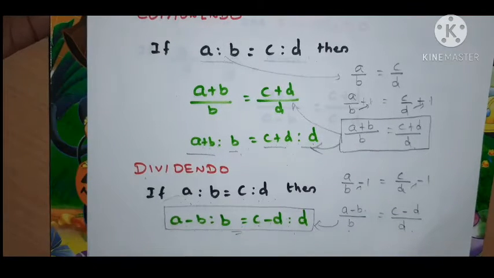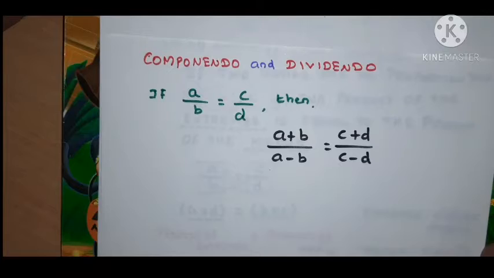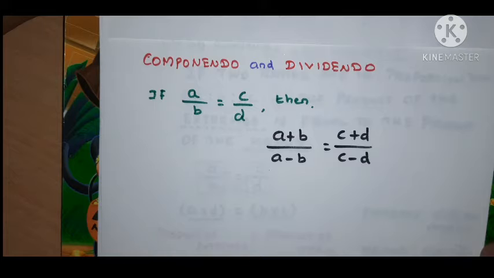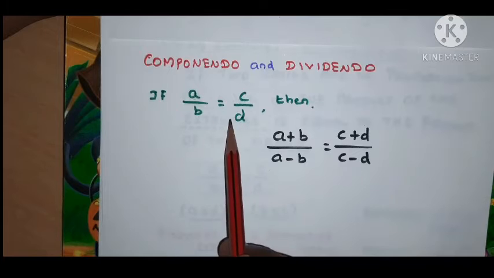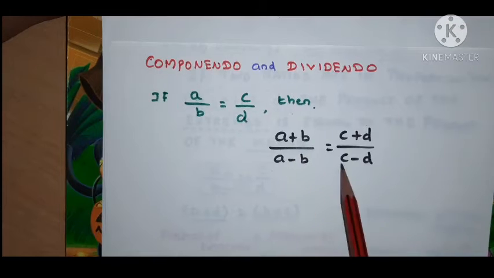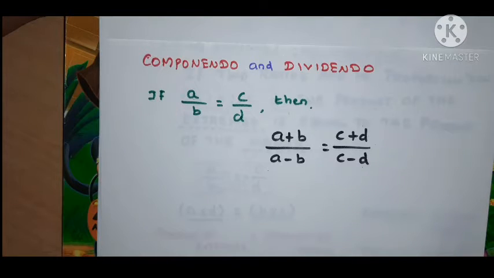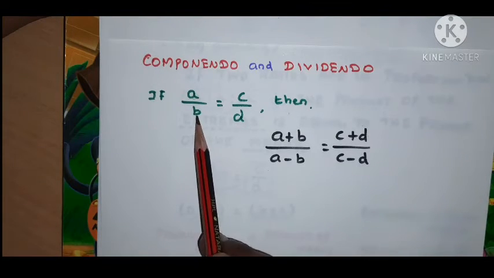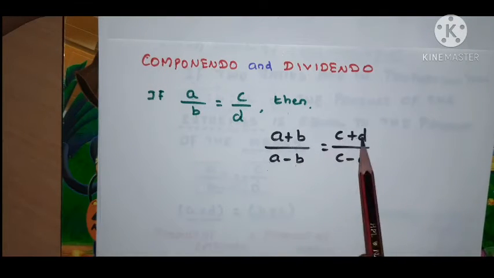Right? The other property that we are going to see now is Componendo and Dividendo. It's a mixture of the Componendo property and the Dividendo property. If the 2 ratios A by B and C by D are in proportion, then we can write that A plus B divided by A minus B and C plus D divided by C minus D are also in proportion. That's what this property says. If A by B and C by D are in proportion, then A plus B divided by A minus B and C plus D divided by C minus D are also in proportion.